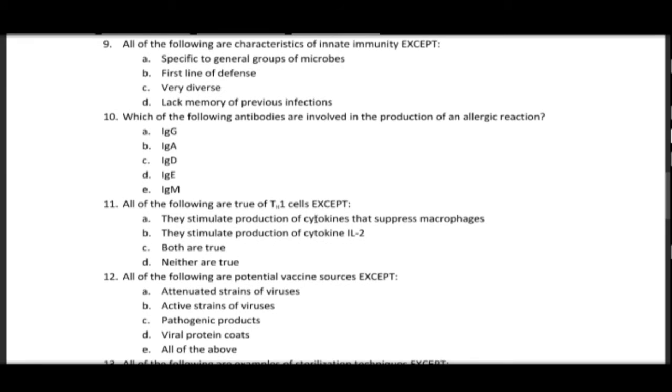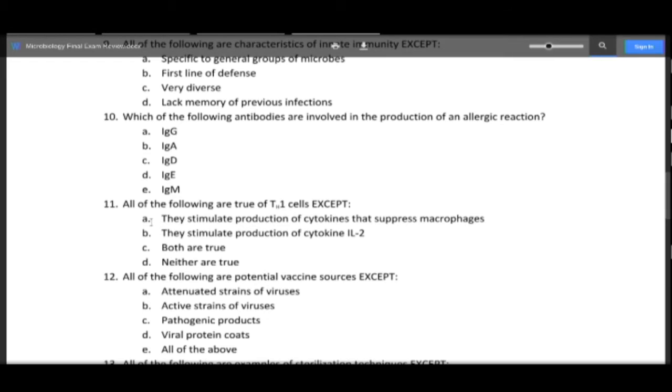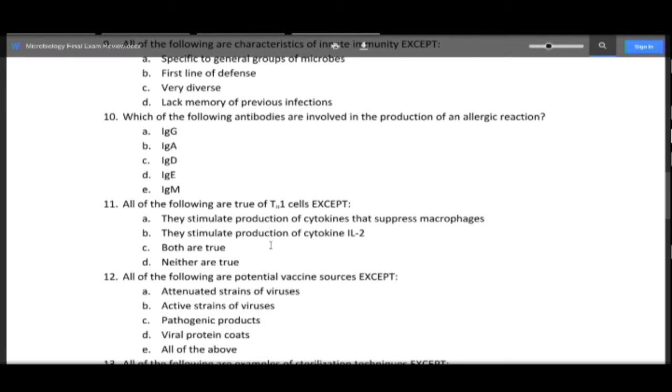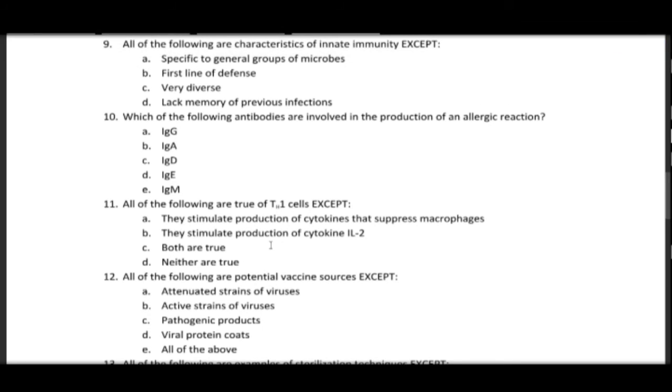So this question is just on Th1 cells, so they help activate cytotoxic T cells, and they also interact with MHC class 2. A says they stimulate production of cytokines that suppress macrophages. B says they stimulate production of cytokine IL-2, or interleukin 2. C says both are true, and D says neither are true. For this one, we have to know exactly what's right and what's wrong, or else we're going to get this one wrong. Suppressing would be limiting macrophages and not allowing them to be active in immunity, and that would not be good for the host or the body.